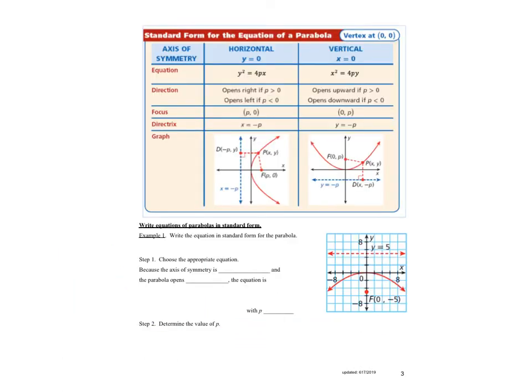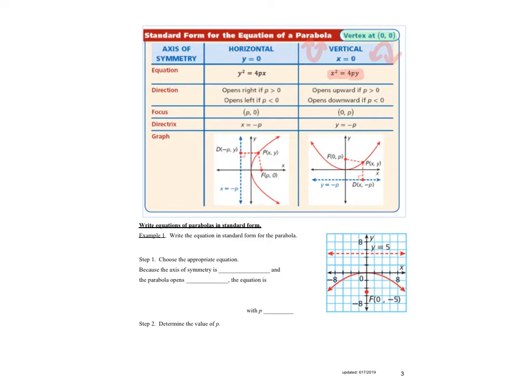So here we have a table that's going to tell us everything we need to know about a parabola whose vertex is the origin. Think of this like our hyperbolas or our ellipses that were centered at the origin. We don't talk about the parabola as being centered, but we do talk about it as having a vertex at the origin. So if we want a vertical parabola, so one opening upwards or downwards, the axis of symmetry will be at x equals 0, and the equation will be x squared equals 4py.